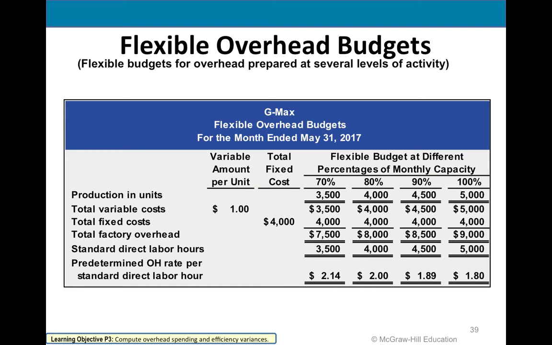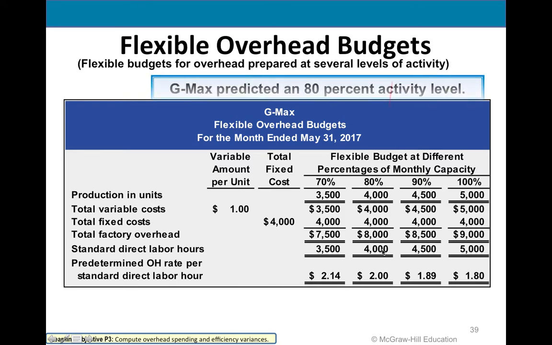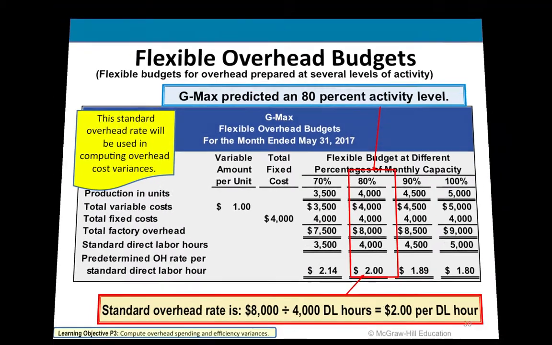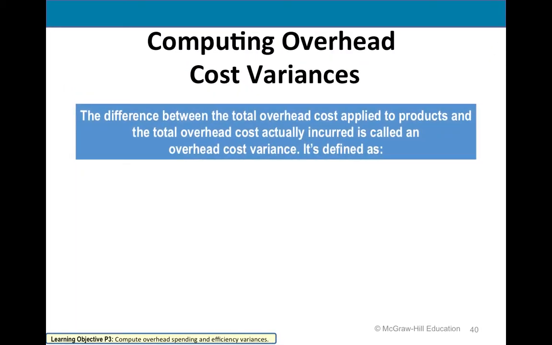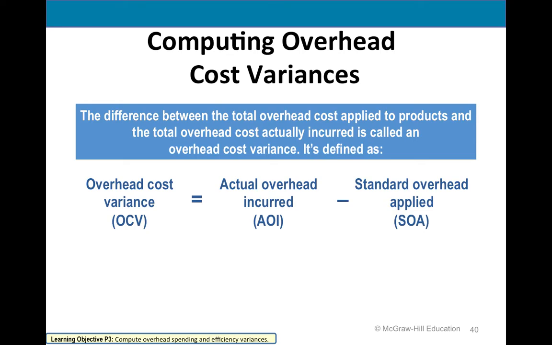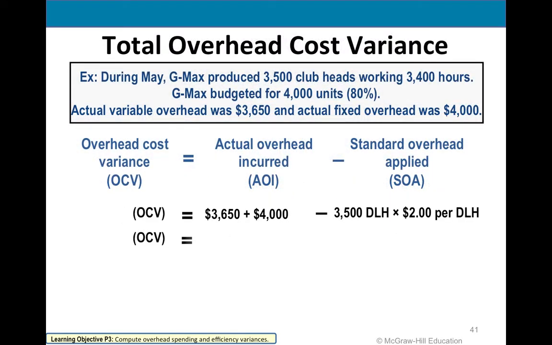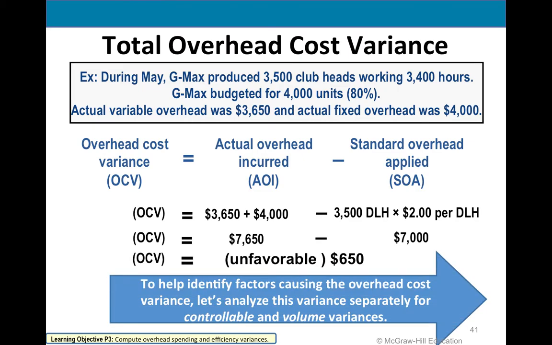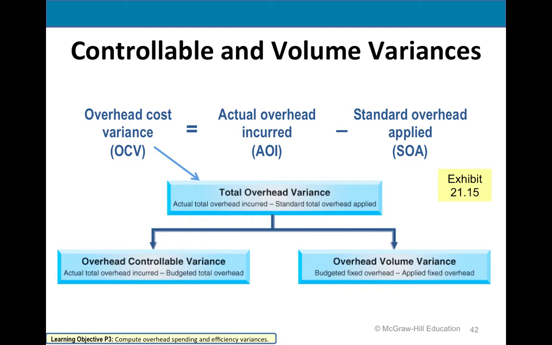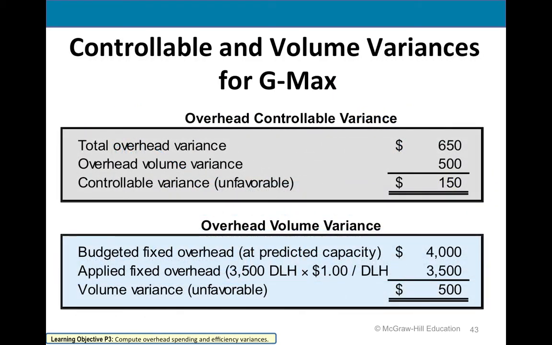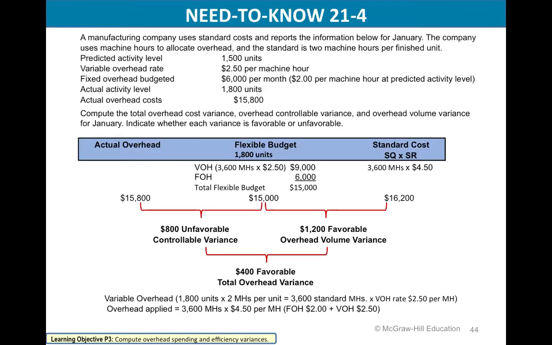And we see right here, flexible budget, different percentages of monthly capacity. Is it 70, 80, 90, even 100%? And obviously, the more you produce, the lower the rate's going to be. You said, well, it should be about 80%. Again here, look at different things, your overhead cost variances. It goes controllable and volume variance. We see here controllable variance, overall unfavorable, and even the volume variance. How much volume is what we're producing.